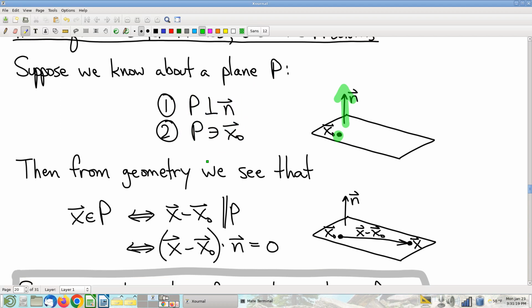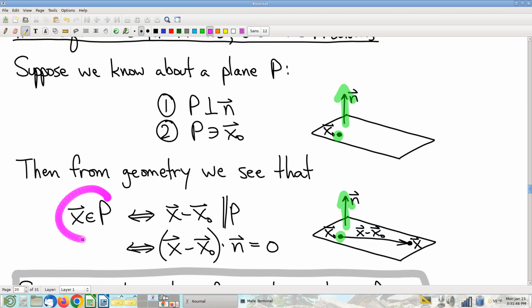Now keep in mind what an equation is. An equation is a test, right? I want to have some test where I can plug in a vector x, point x, and then either the equation works or it doesn't work. It's a yay or a nay when I supply a point in consideration. So here's the idea, and keep in mind x naught is in the plane and n is perpendicular to the plane.